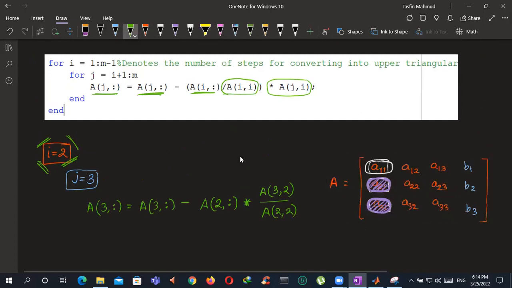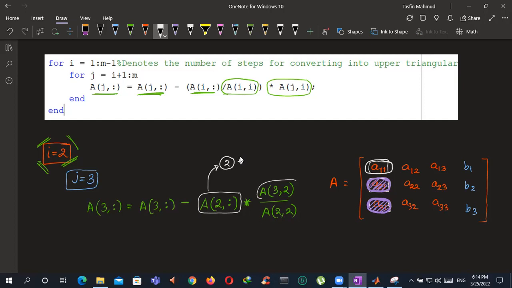so what we are doing here now, A(2,:) means this is the second equation now. This is our pivot equation, right? This is the pivot equation, and we are multiplying it with A(3,2), third row second column. It means this element, right? Third row second column.